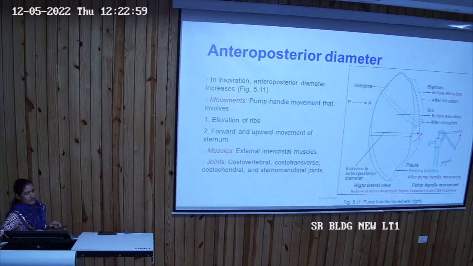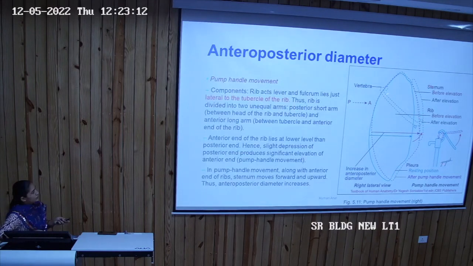Everyone has seen a hand pump. Here in the hand pump, this handle is the sternum. Then you have the lever. This rib is acting as a lever. From this point, passing through the tubercle of the rib, the axis will be passing. This divides the rib into two unequal arms. If you understand what a lever is, a lever has three parts. Do you understand what a lever is?